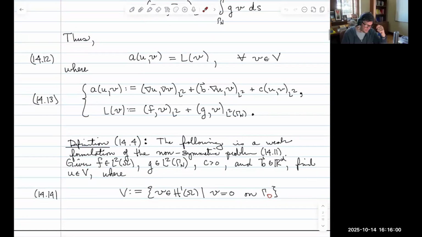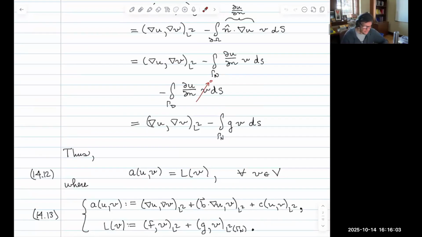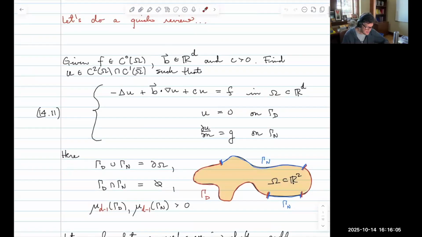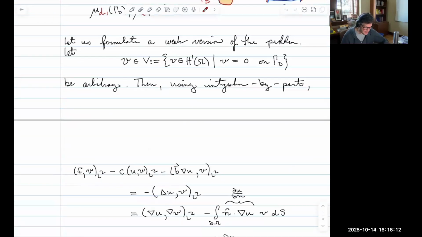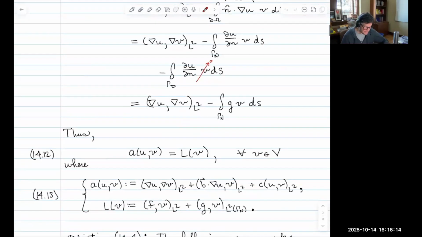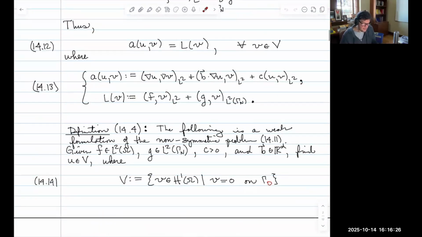All right, so the way I have it written here is I started with the classical solution to this problem. I multiply by a test function and integrate by parts, and I automatically get that if I satisfy the non-symmetric boundary value problem above, then it satisfies this formulation. And now I want to give the really specific definition of what I mean by the weak solution, or the solution of the weak problem.